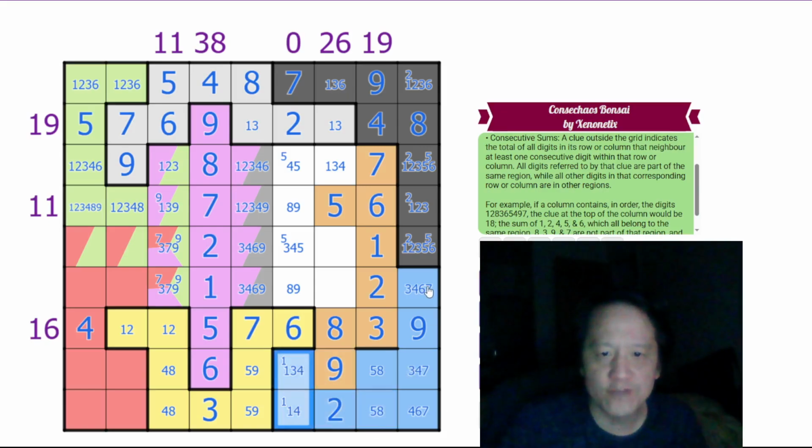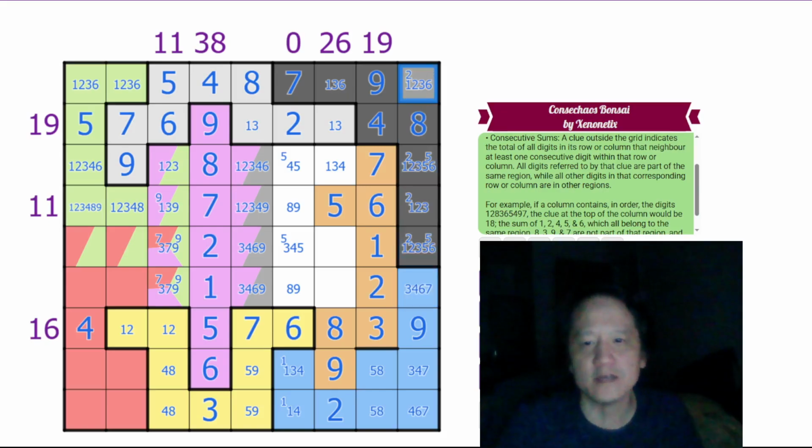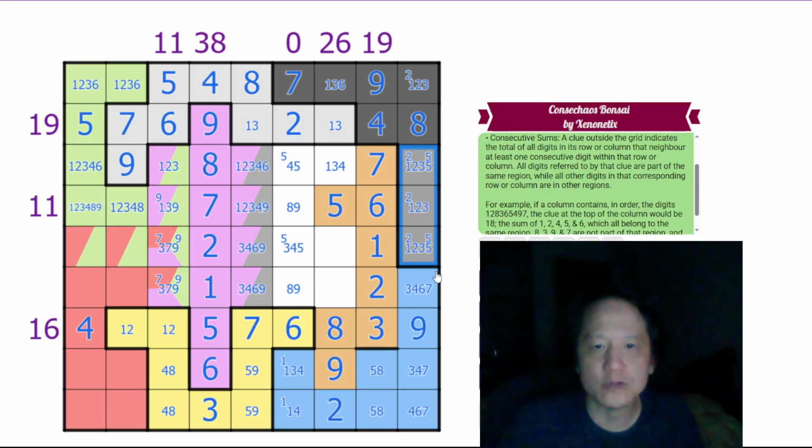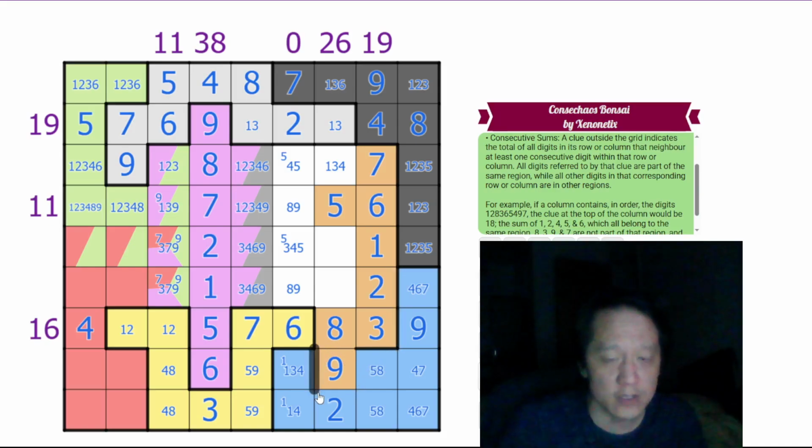And we have 3, 4, 3, 4, 6, 7. So 6 has to be one of these 2 digits, which eliminates 6 in any of these cells. So this is a 1, 2, 3, 5 quadruplet, which eliminates 1, 2, 3, 5 in the rest of the column. So this cannot be 3. This becomes a 4, 6, 7 triplet in this blue region, which eliminates 3, 6, and 7 in the rest of the region.